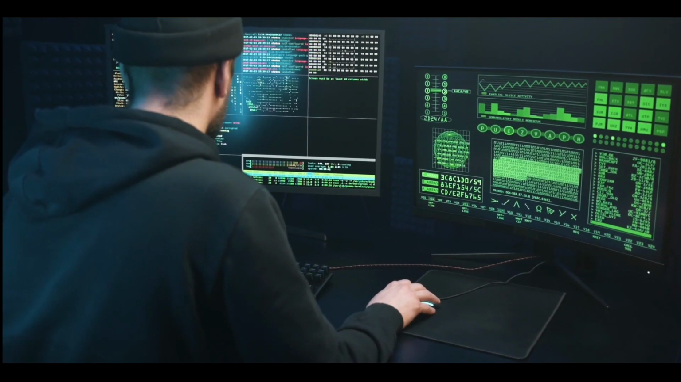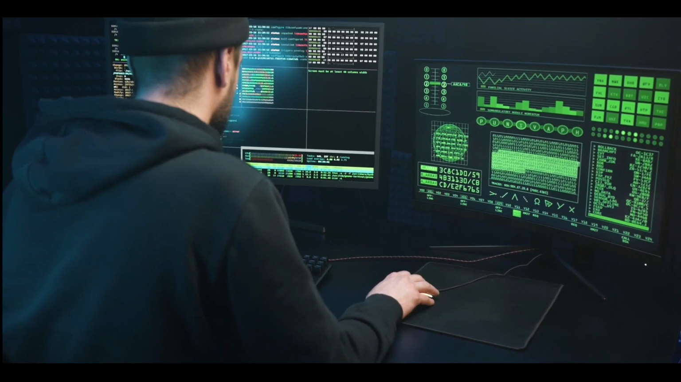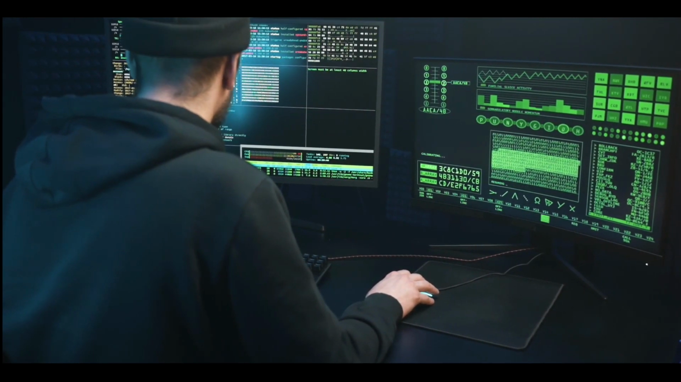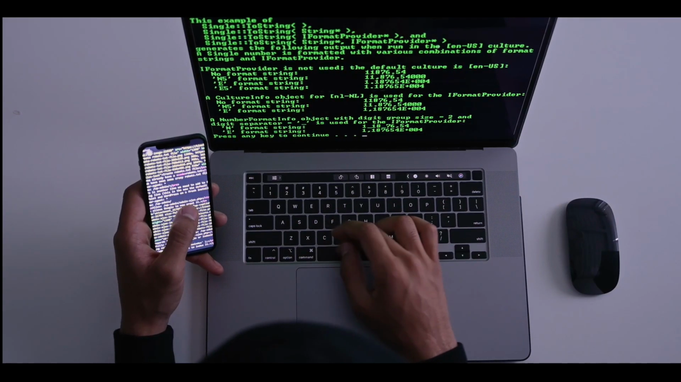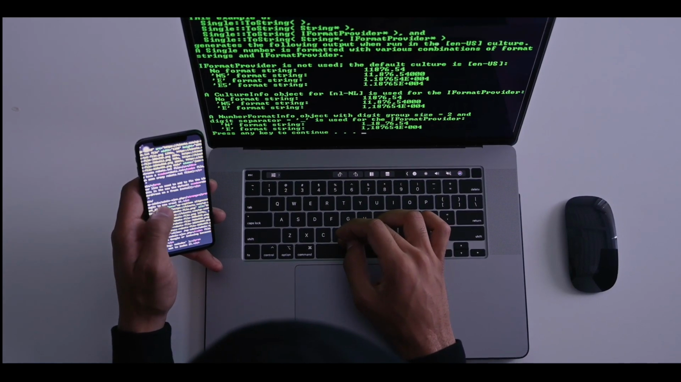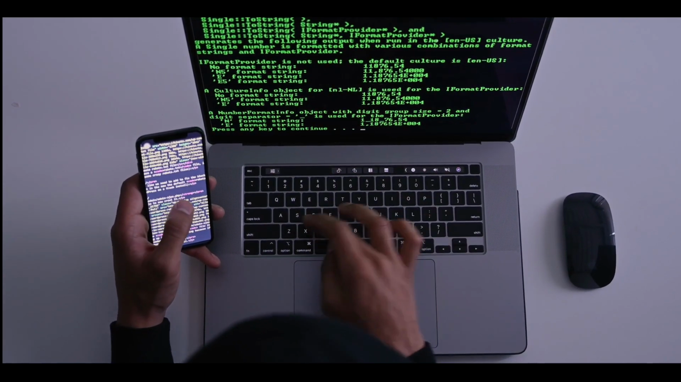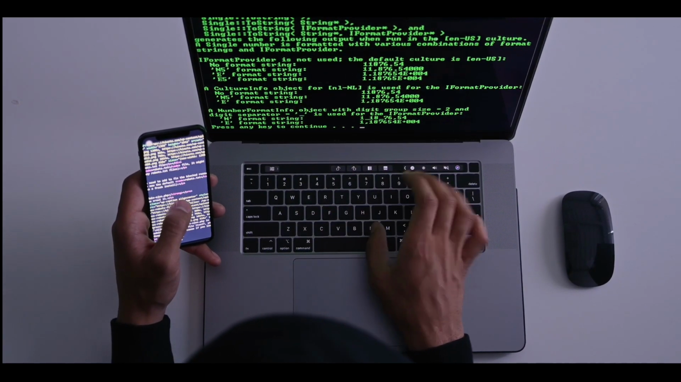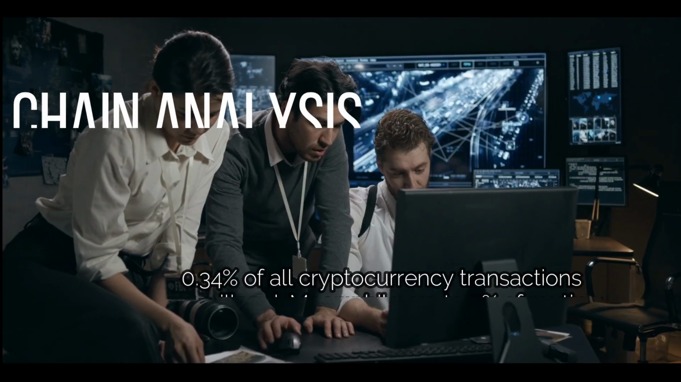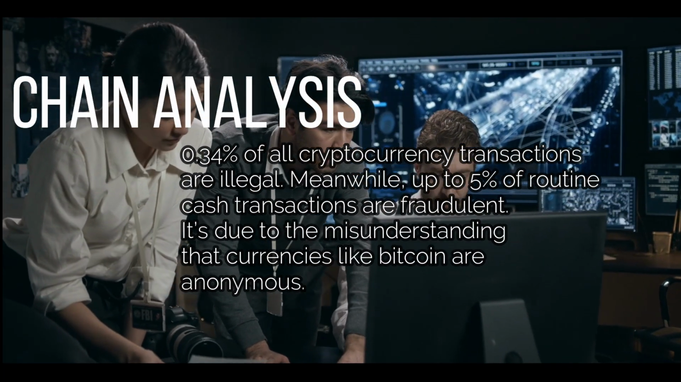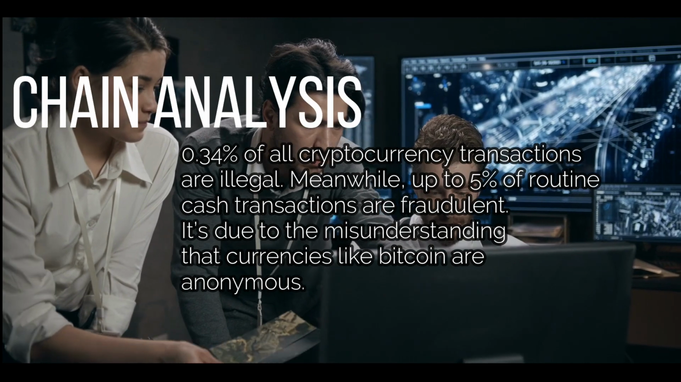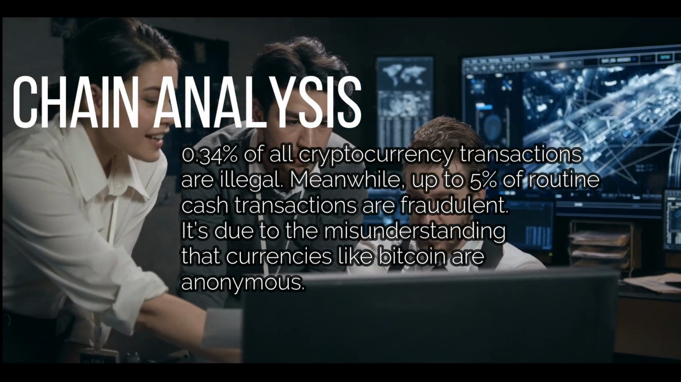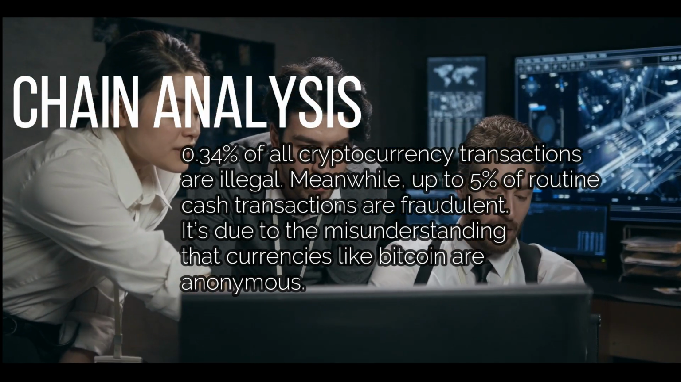The fourth concern is that there's a strong belief that this is the ideal currency for criminals because crypto has no real enforcements or regulations at this moment. However, I believe the statistics on that one speak for themselves. According to Chainalysis, 0.34% of all cryptocurrency transactions are illegal. Meanwhile, up to 5% of routine cash transactions are fraudulent.